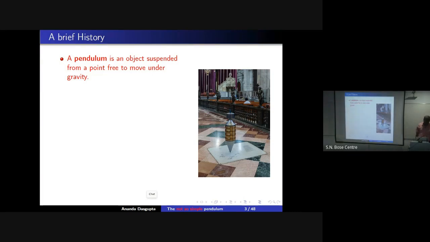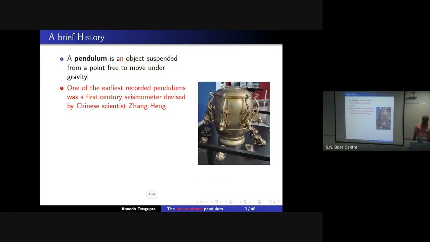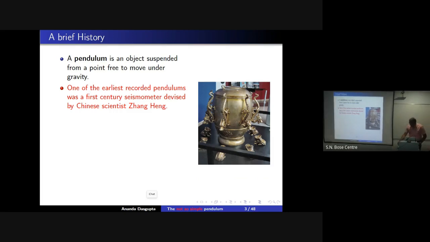As you all know, a pendulum is an object which is suspended from a point and is free to move under gravity. And one of the earliest recorded pendulums, well, this one doesn't really look like a pendulum to you, right? But the pendulum is actually inside this. This is one of the very earliest seismometers that was devised by a Chinese scientist, Zhang Heng.